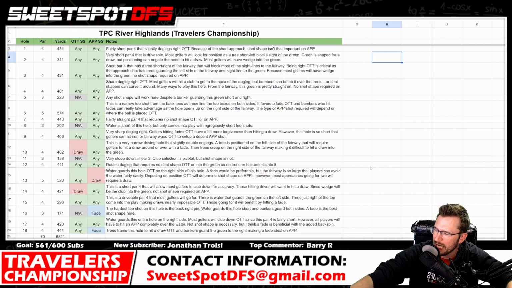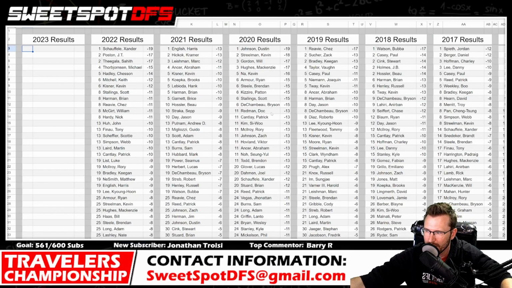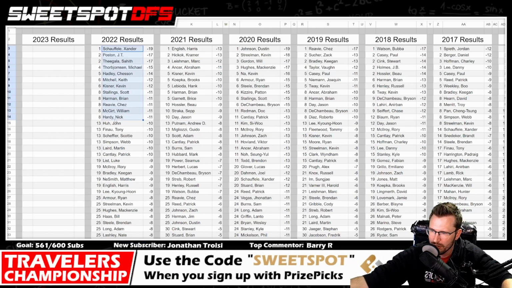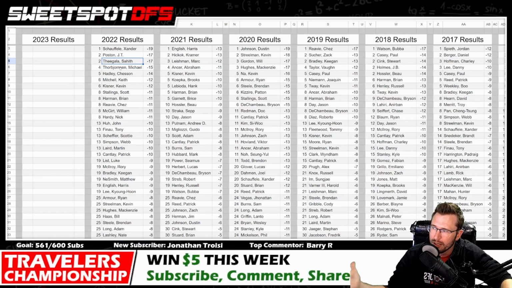Now we can also look at the results of the top 10 of every single year, just to get a little hint of what type of golfer finishes inside the top 10 at this event, or you can also tell what kind of shot shape matters. So Xander hits a draw primarily. I believe JT Poston does as well, but I think Theegala hits a fade. I'd have to double check, but I'm pretty sure he hits a fade. No idea what Thorbjornsen does. Hadley hits a fade. Mitchell hits a fade. Kisner hits a draw. Stallings, I think, does both, kind of.